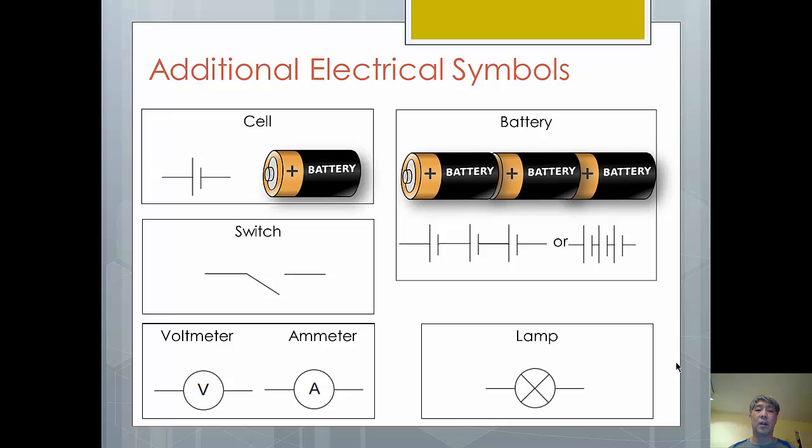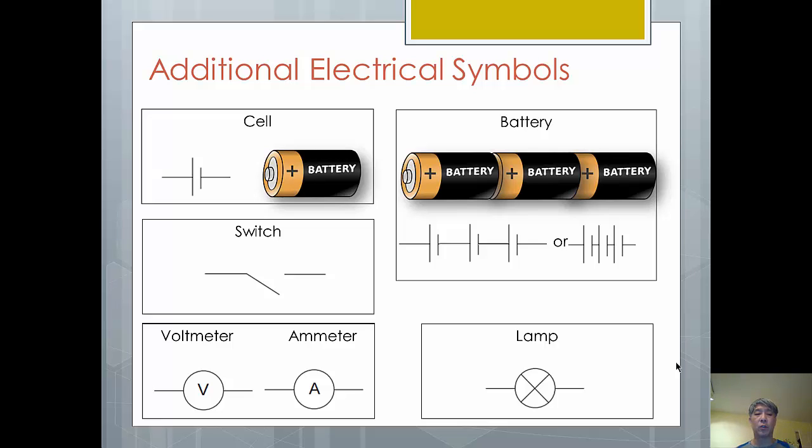Below the cell is a switch. The switch will usually be drawn open, but you have to think of it as closed. Or the switch will be open and closed depending on certain situations. So don't just treat it as an open circuit all the time.